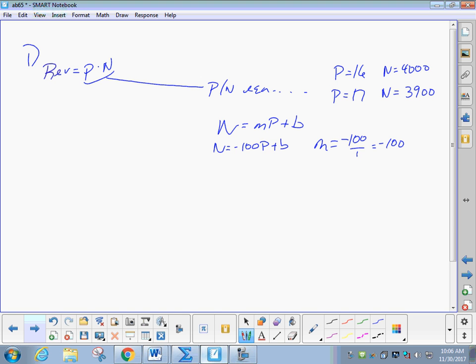You could use point slope or just use either point to find the B. If you plug in the first case, you get something like 4,000 equals negative 1,600 plus B. So B is 5,600. So check your equation. You should have, hopefully, number equals negative 100P plus 5,600.